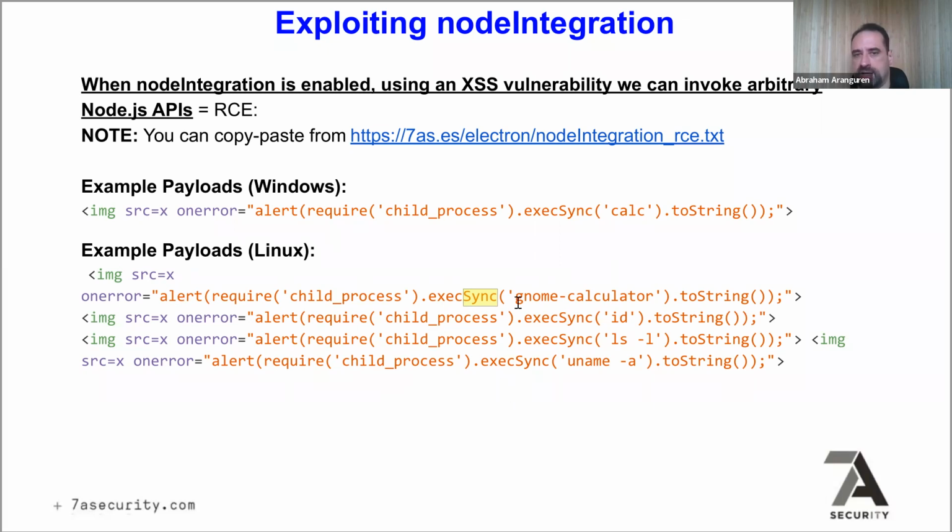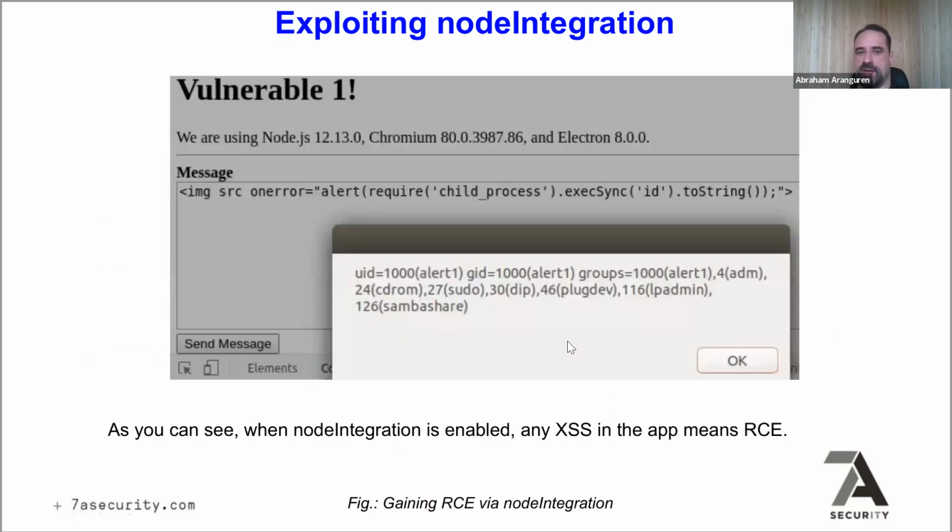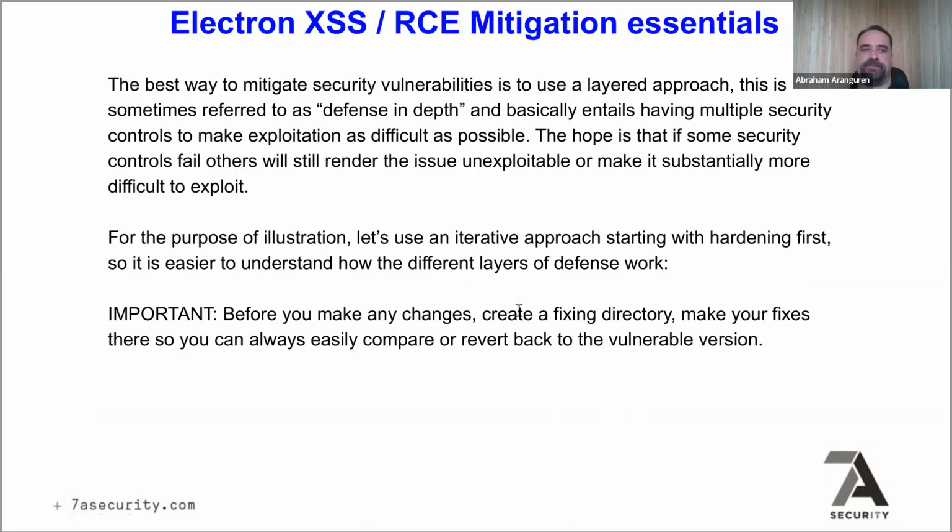So in the case of Gnome Calculator, there won't be any output, but if you run id, ls, uname -a, and so on, the alert will show you the output of the command. This will make more sense when I do the demo, right? But basically, you can do require child_process execSync, or you can require the fs module in Node.js to interact with the file system. So you can do basically anything you want, right? This is why node integration is very risky.